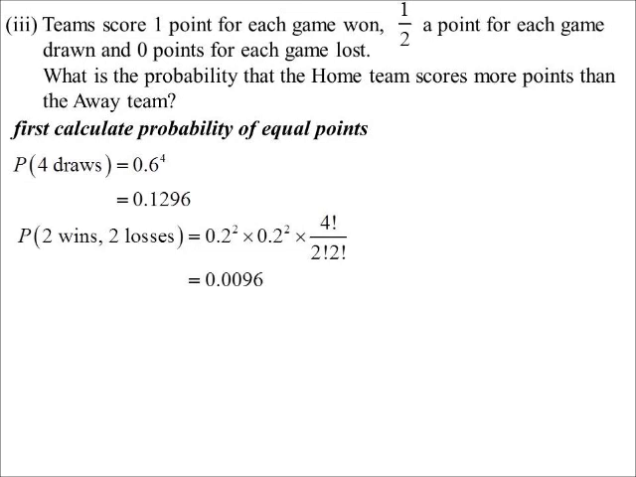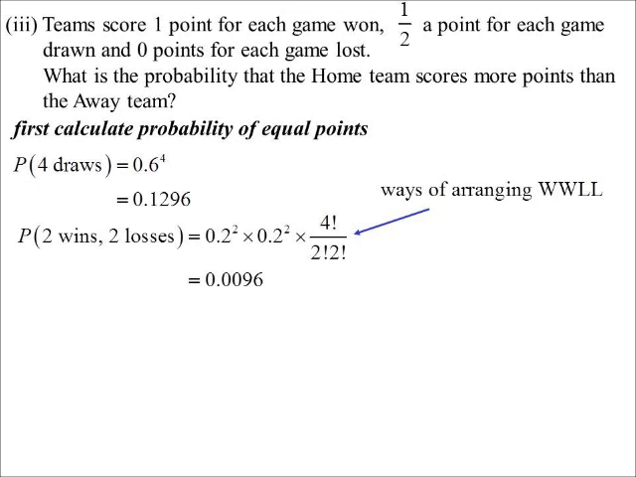But you'll notice in my 2 wins, 2 losses, sure, that's 0.2 squared times 0.2 squared, but then there's the number of ways I could arrange WWLL. Because it might be win on the first, loss on the second, win on the third, loss on the fourth, or it might be win on the first, win on the second, loss on the third, loss on the fourth. So it's like really saying how many words can you form out of 2 W's and 2 L's. And each one of those would have a probability of 0.2 squared times 0.2 squared.